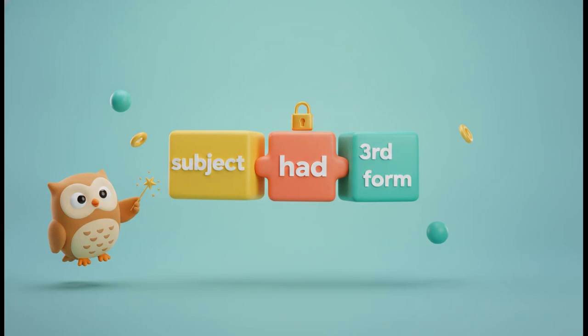The formula for this is super simple. To make the past perfect, we just need 3 pieces. First, the subject. You know, words like I, you, he, she, or they. Next, our helper verb, which is always had. It never changes. And finally, the third verb form. Sometimes teachers call this the past participle. So, subject plus had plus the third verb form.